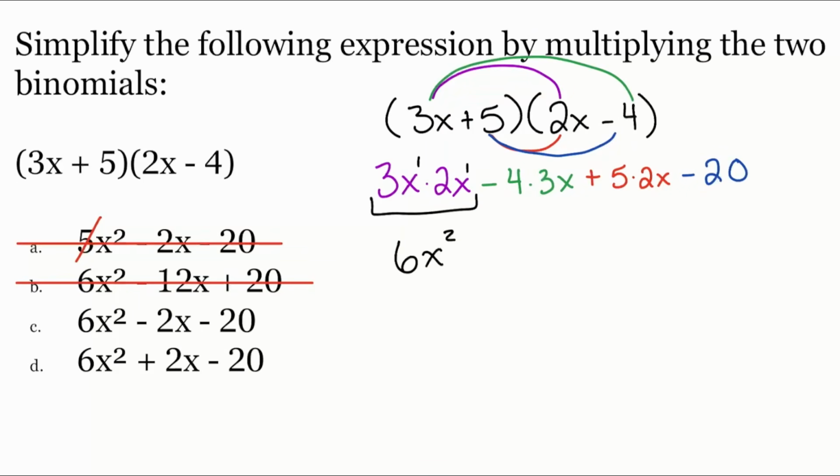Next, we're going to have negative 4 multiplied by 3x. When we take a look at this here, we are going to have a minus in front. 4 times 3, that'll be 12, and then we just bring the x along. Next, we have the 5 times 2x, and that'll end up being 10x. And then lastly, we have the minus 20 that we just drag along at the end.